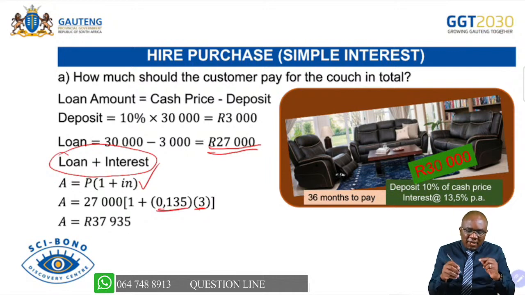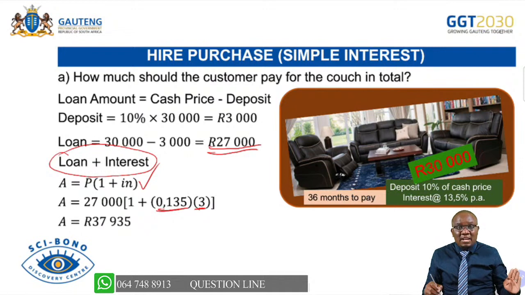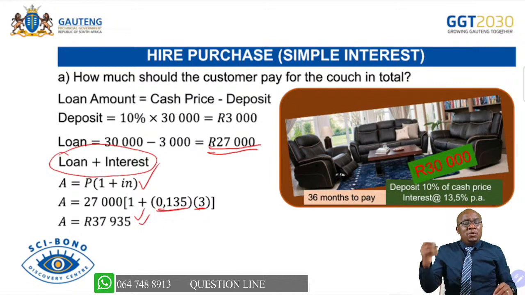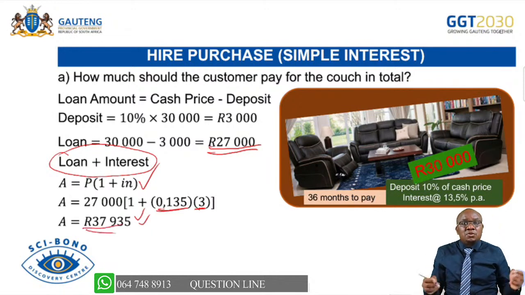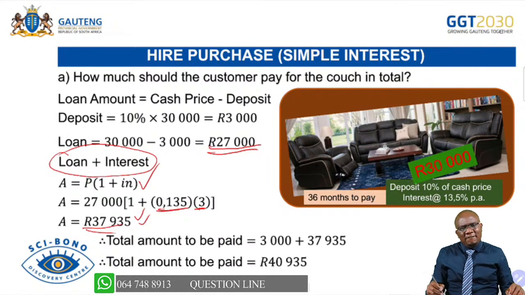So how much have I paid for this couch? I've paid a total of 37,935, which is this. But remember, we paid a deposit at the beginning. We paid 3,000. Do you remember that? So now on top of this, we paid 3,000. So in total, we've paid how much? We've paid 40,935. You see that? Okay. You'll get such questions, grade 11s. Please take note. Okay. Right.